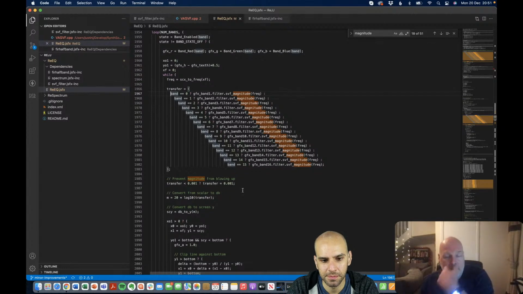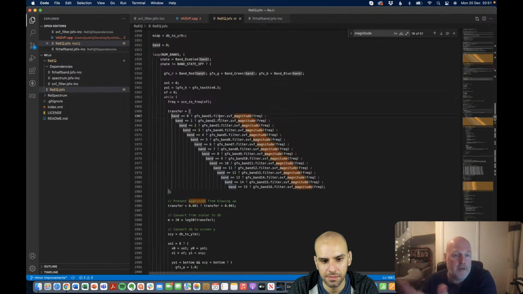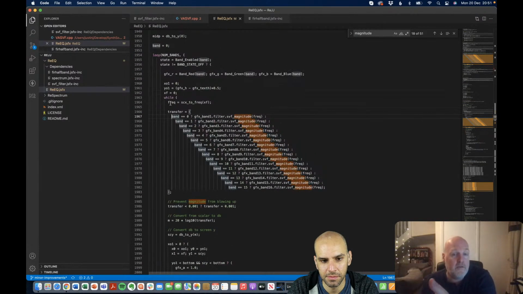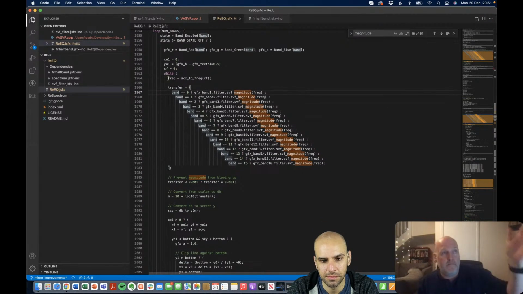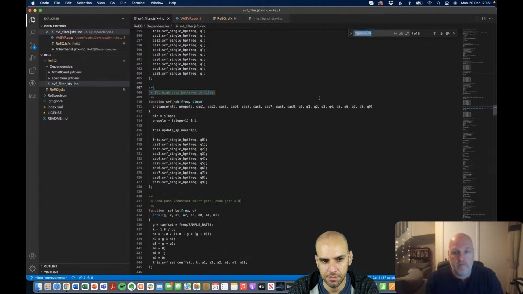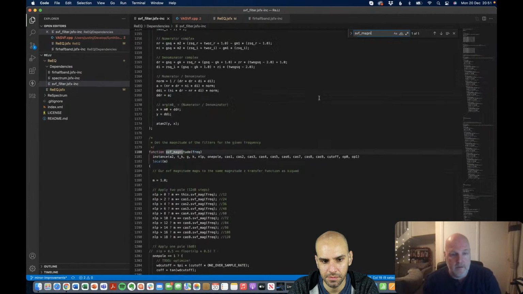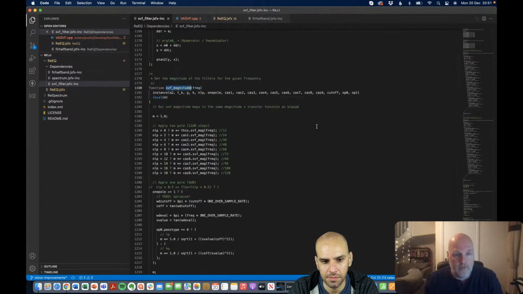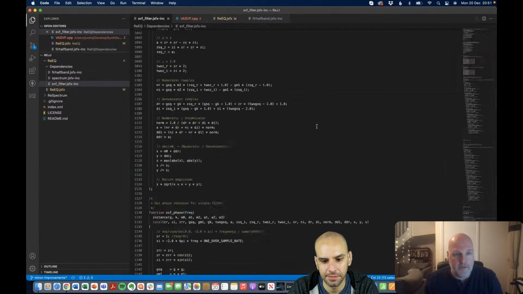So anyway, coming back, what's happening here for all the bands to draw them all? I'm literally going through the horizontal range of the window, working out what the frequencies are, and then working out what the individual filters are responding to at that point in the frequency range. So if we go to SVF, where are we? Here we go. This is it.